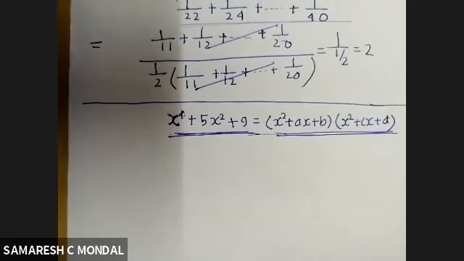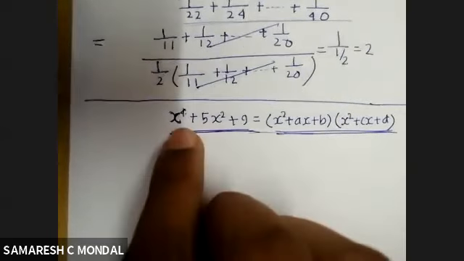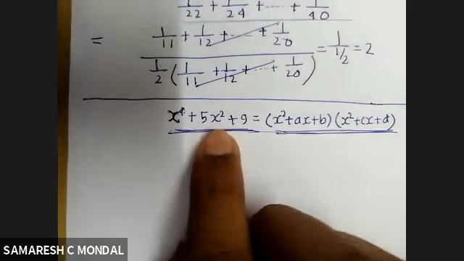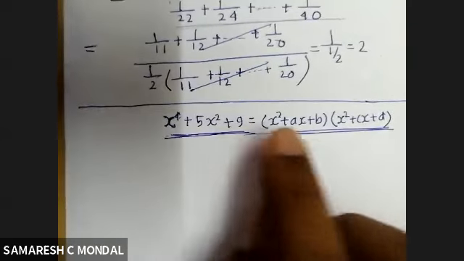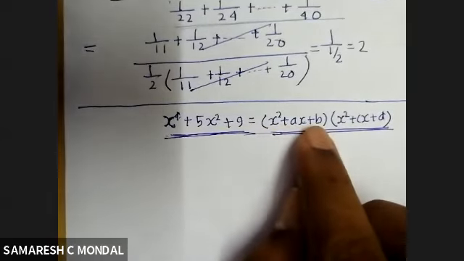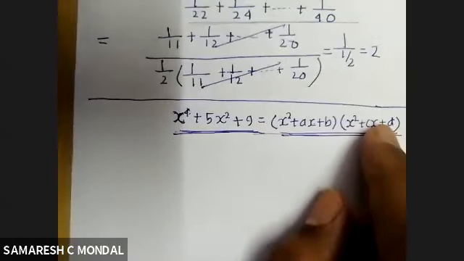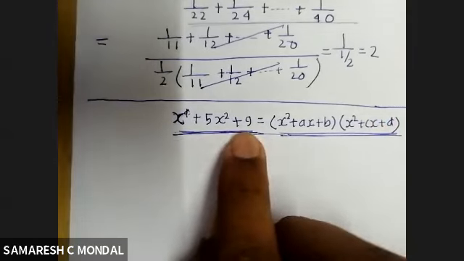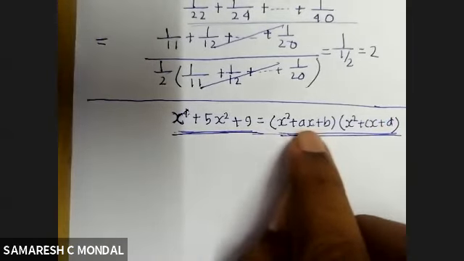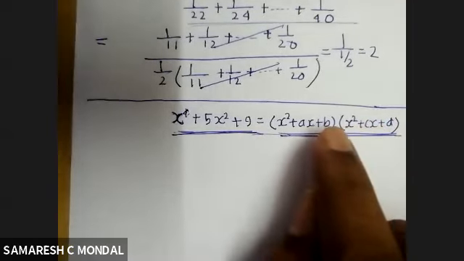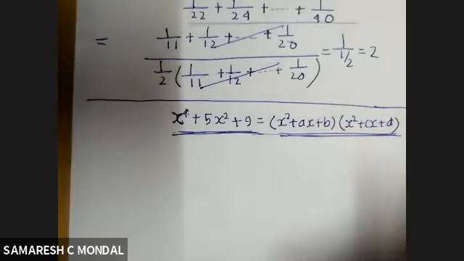So I gave x to the power 4 plus 5x square plus 9 equal to x square plus ax plus b and x square plus cx plus d. This means a 4-degree polynomial is expressed as a product of two quadratic or 2-degree, whatever you say.